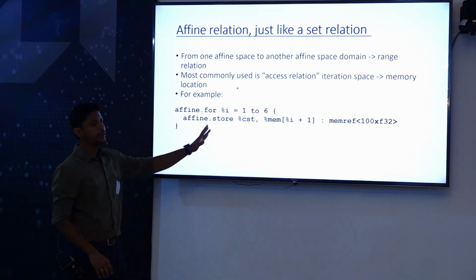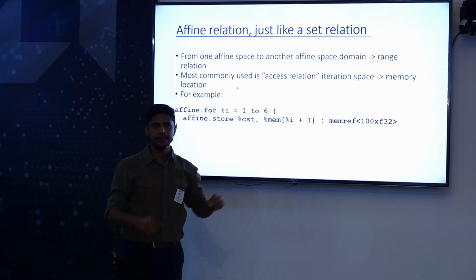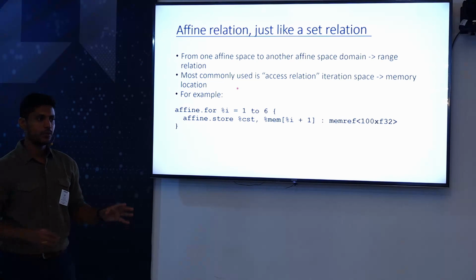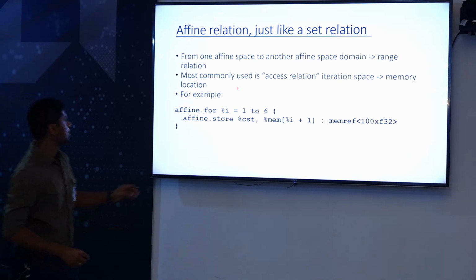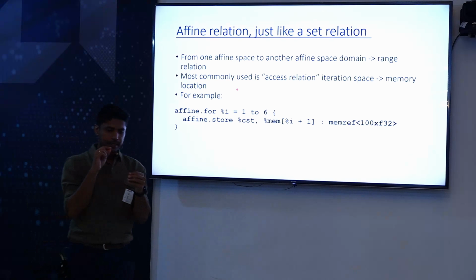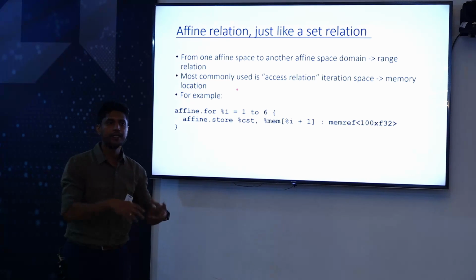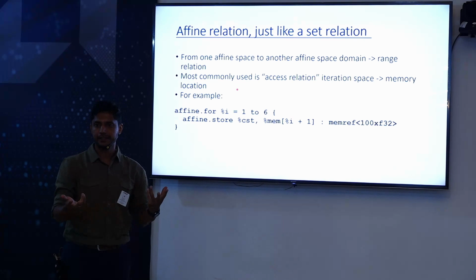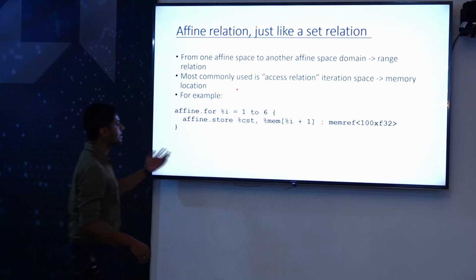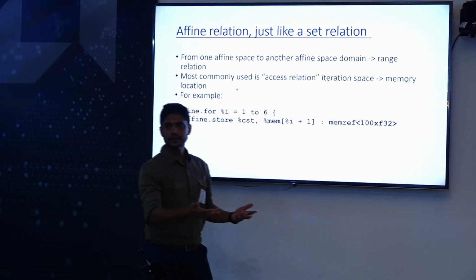A very commonly used affine relation is the access relation. We're going to define it. There are different kinds of relations, and one of them is the access relation. You have the iteration space, all those points. It doesn't mean that a point has to only access ij. If the point is ij, it can access ji. It can access 2 star I, something like that. In this case, the ith iteration is accessing the I plus 1th location.